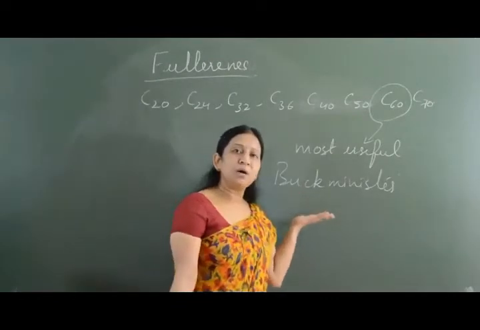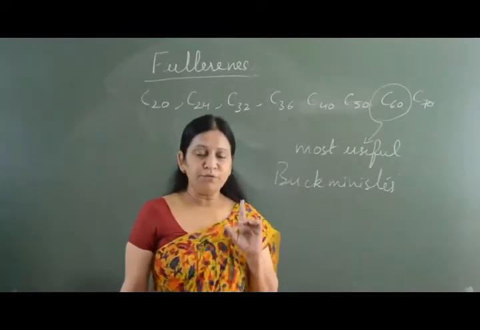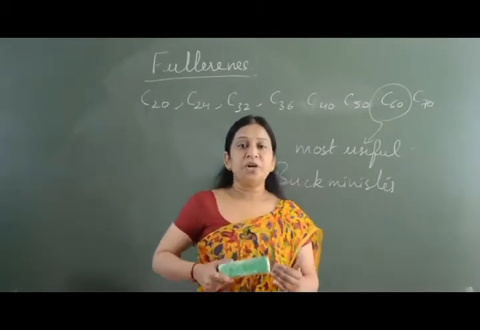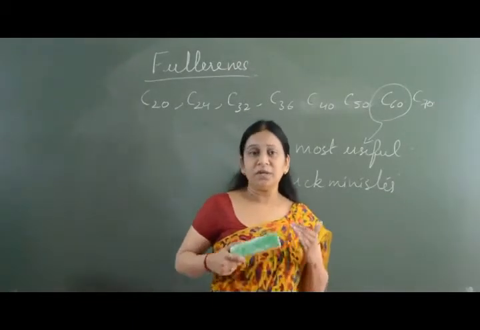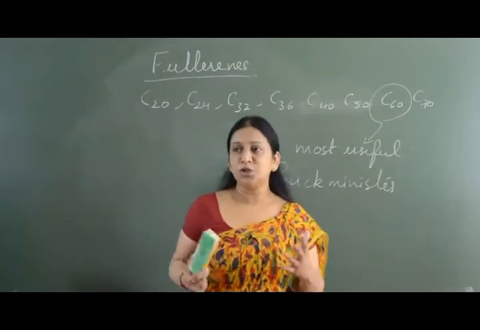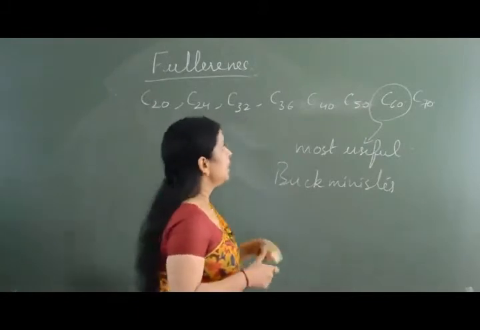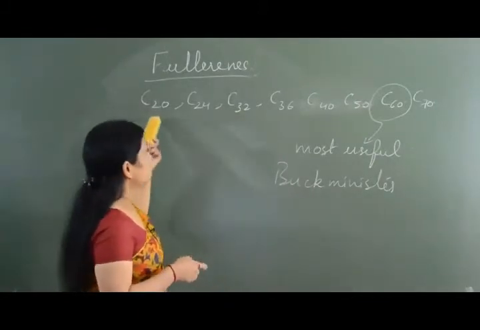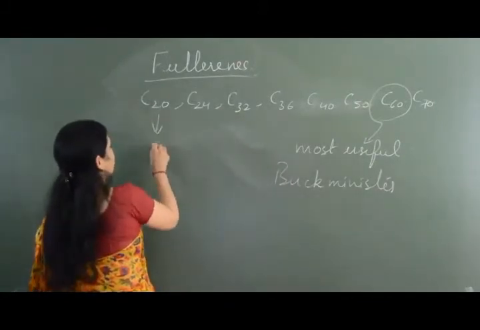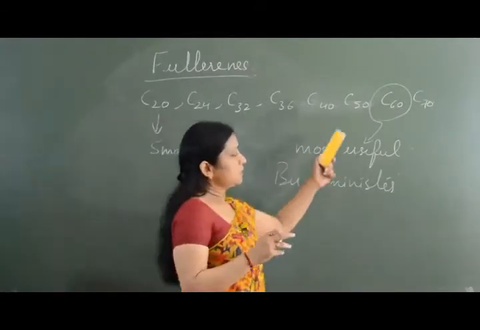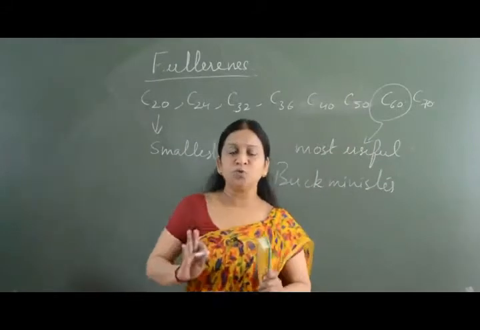So actually fullerene is a polymeric allotrope of carbon, where the discrete molecule does not have a single carbon, but it has a cluster of carbon. So a single molecule has a cluster of carbons, and these are the examples. C20 is the smallest one, and C60 is the most useful one.